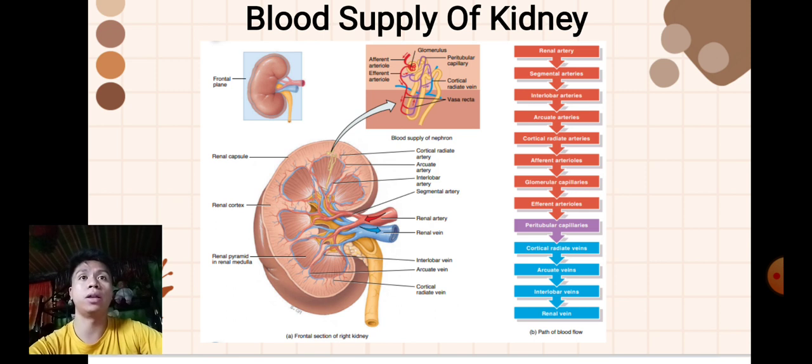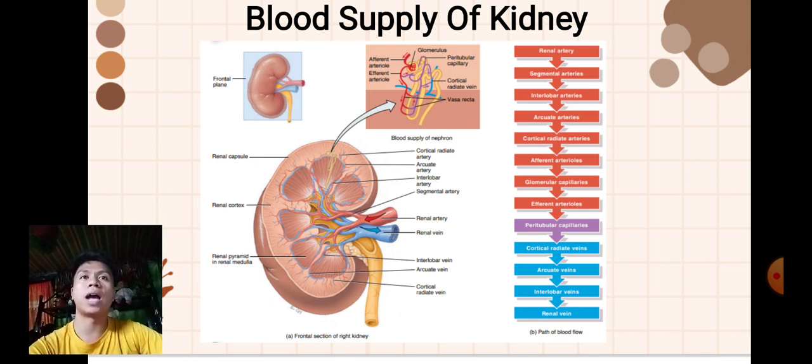And followed by the arcuate arteries, found at the base of the renal pyramid. The arcuate arteries arc between the renal medulla and cortex, so they are shaped like a bow. The division of the arcuate arteries produces a series of cortical radiate arteries. These arteries radiate outward and enter the renal cortex. Their branches are called afferent arterioles.